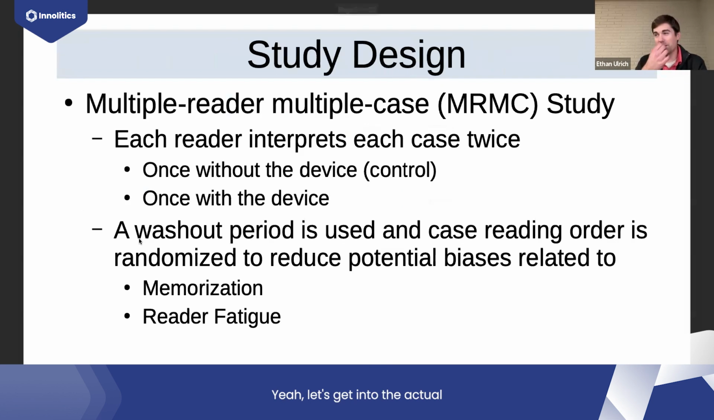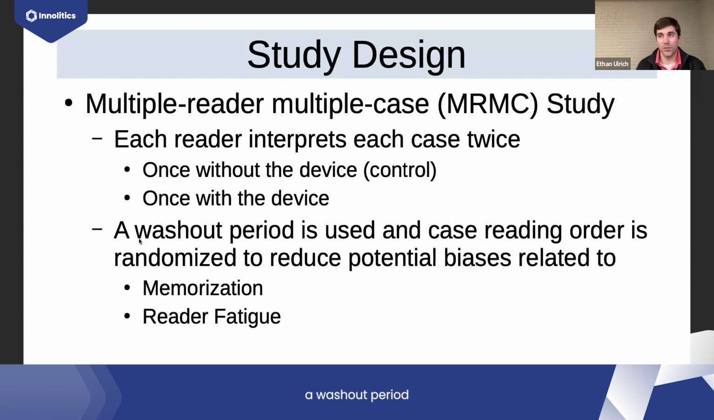So yeah, thanks, David. Let's get into the actual study design. So you've gone out and collected all your data. You've done the ground truthing part. The next step is to actually evaluate what your device's effect has on the readers that use it. So the way that is evaluated is a multiple reader, multiple case study, where each reader will interpret each case twice under different conditions, one using the device, one not using the device. And because it's done both ways, you can measure the effect that it has on those readers.